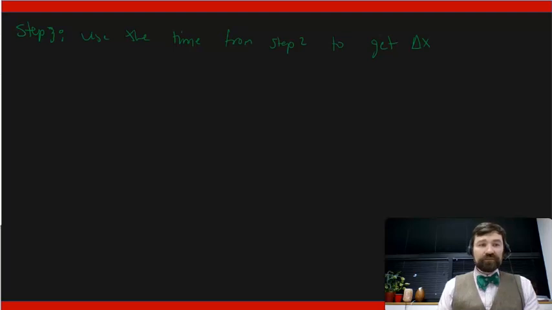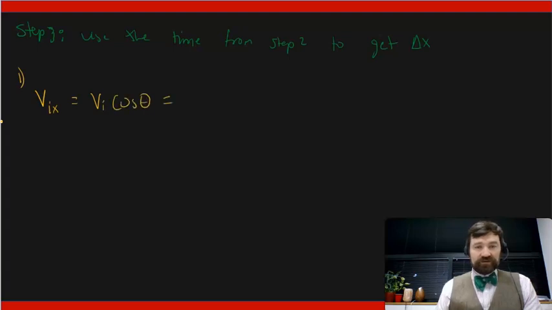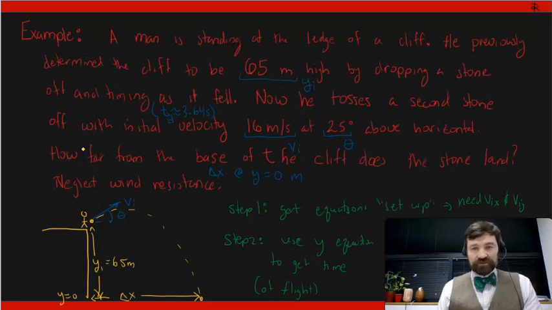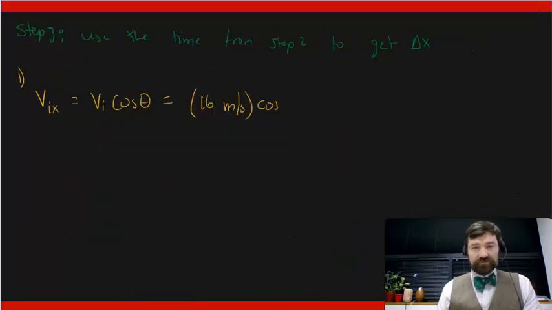So let's walk through these piece by piece. First of all, I need to get v_ix, which was v_i times cosine theta. That was our speed times the cosine of the angle, so 16 meters per second at 25 degrees.